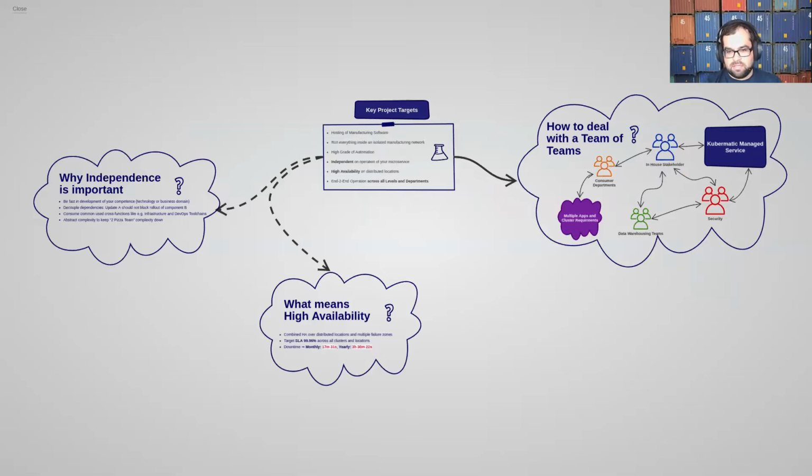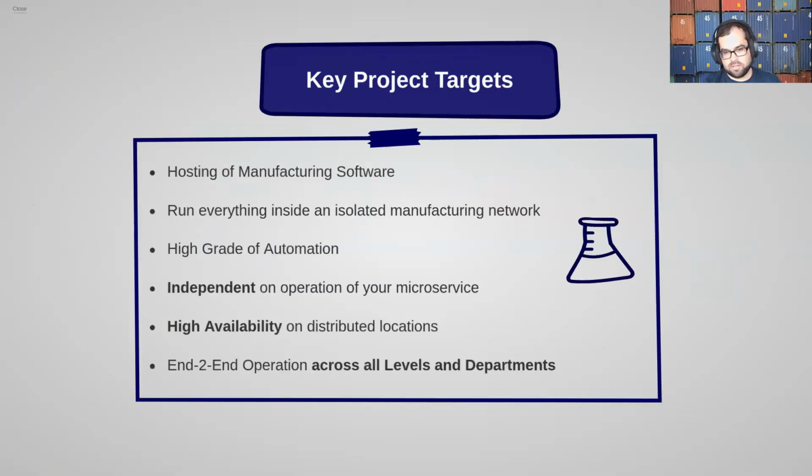So for that, we had defined some key project targets. We found, okay, what is necessary is that we need to host manufacturing software. This is different from normal software. Why? The software needs to interact with a lot of sensors on the production line, with devices like tablets or printers to print their production orders. And this is mostly not cloud native.